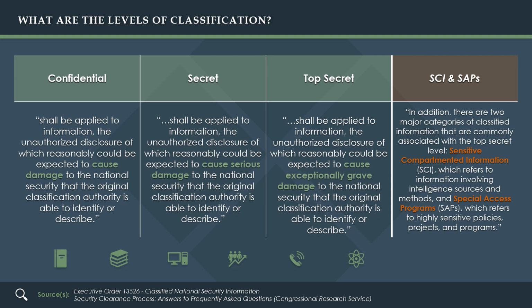However, beyond those 3 levels of classification are 2 subcategories usually associated with top secret, but sometimes secret as well: sensitive compartmented information and special access programs. There are special restrictions that apply for information within these categories, including secret programs, military actions, and other very sensitive material.